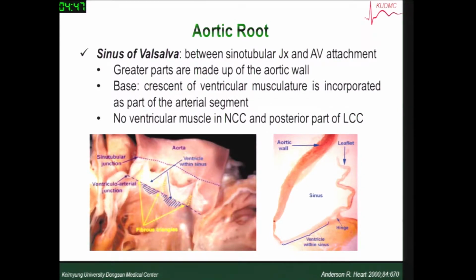The sinus of Valsalva is the area between the sinotubular junction and the ventricular-arterial junction. Most of the sinus of Valsalva is composed of aortic wall. At the base of the sinus of Valsalva there is some ventricular musculature because of the semilunar nature of the attachment of the aortic valve. There's not much ventricular muscle in the non-coronary cusp and the posterior part of the left coronary cusp because there's aortomitral continuity. This is a fibrous structure, also occupied by the left fibrous trigone.